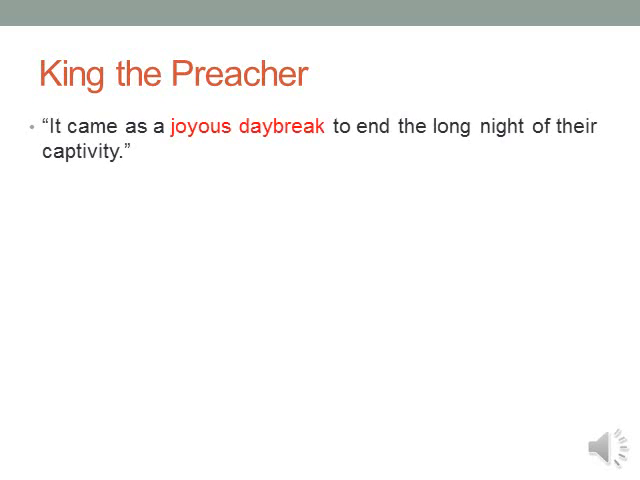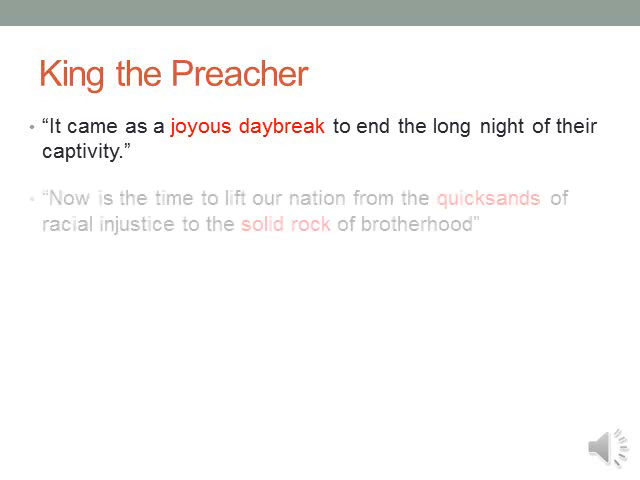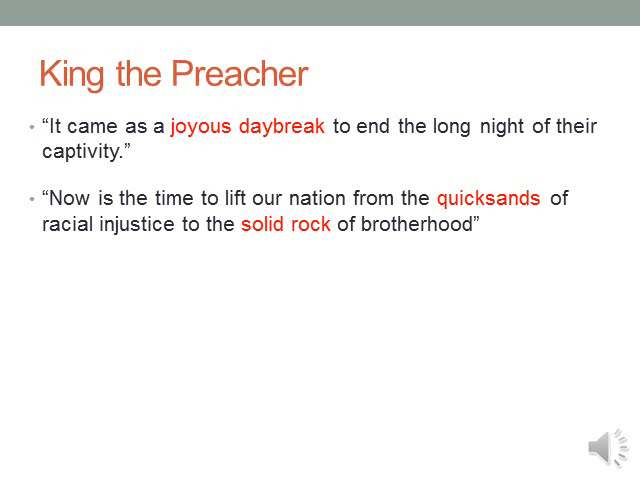In the opening paragraph, "It came as a joyous daybreak to end the long night of their captivity," alludes to Psalms 35: "For his anger is but a moment, his favour is for a lifetime. Weeping may linger for the night, but joy comes with the morning." In paragraph 4, "Now is the time to lift our nation from the quicksands of racial injustice to the solid rock of brotherhood," is a reference to Christ's parable of the wise man who builds on the rock and the fool who builds on sand in Matthew chapter 7, verse 24.